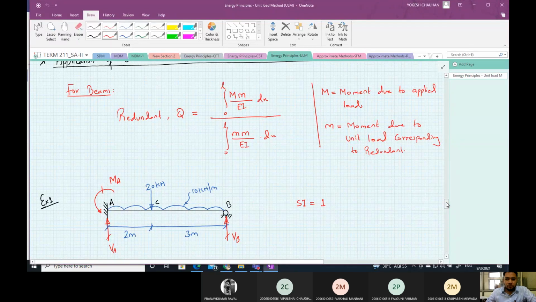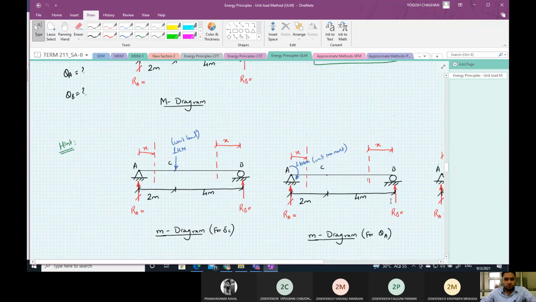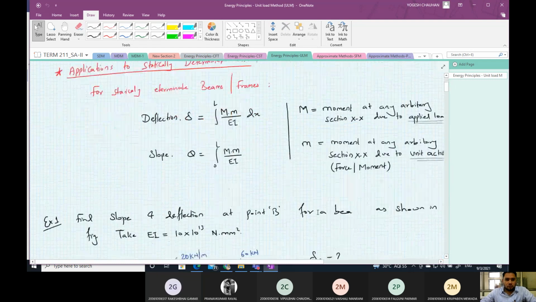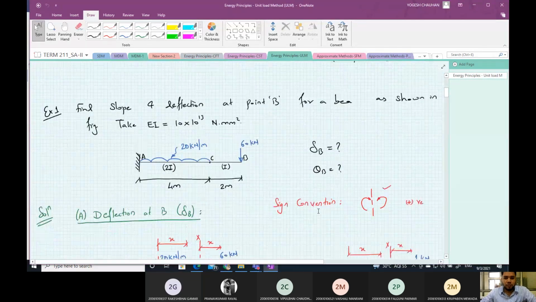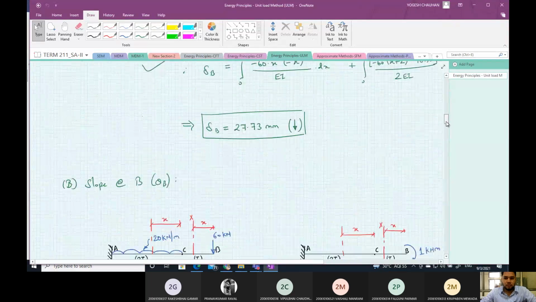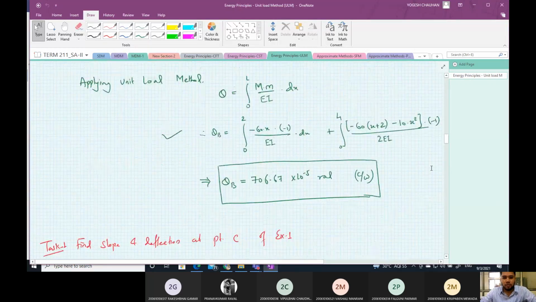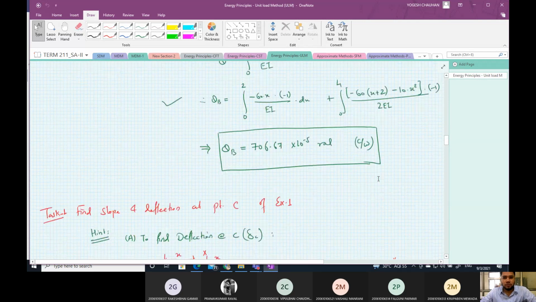So in the previous class, we have seen unit load method and its application to statically determinate structures. We have found deflections and slope of statically determinate structures using unit load method. We have seen its application to beams, frames, trusses, and today we'll see the application of unit load method to statically indeterminate structures and how we can analyze the statically indeterminate structures using unit load method.